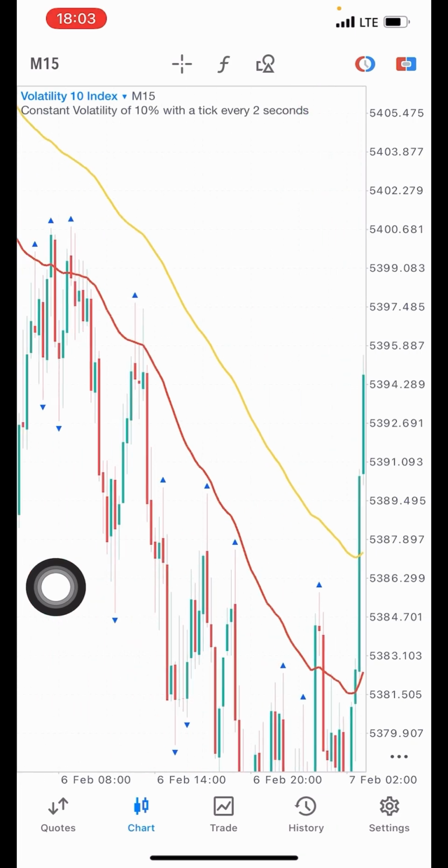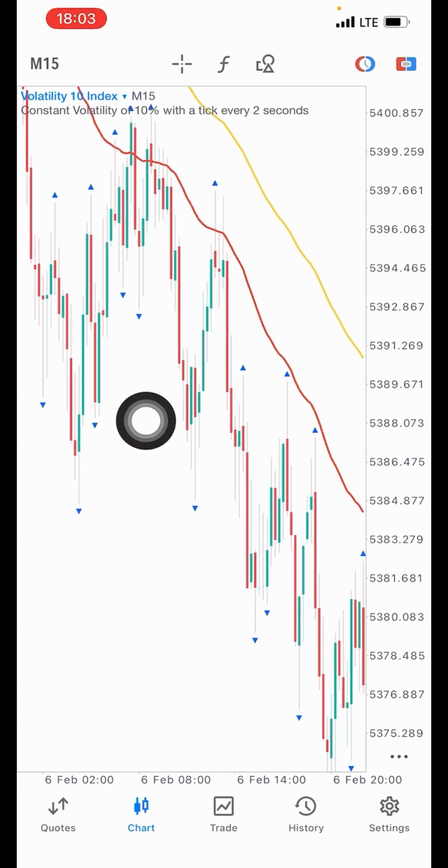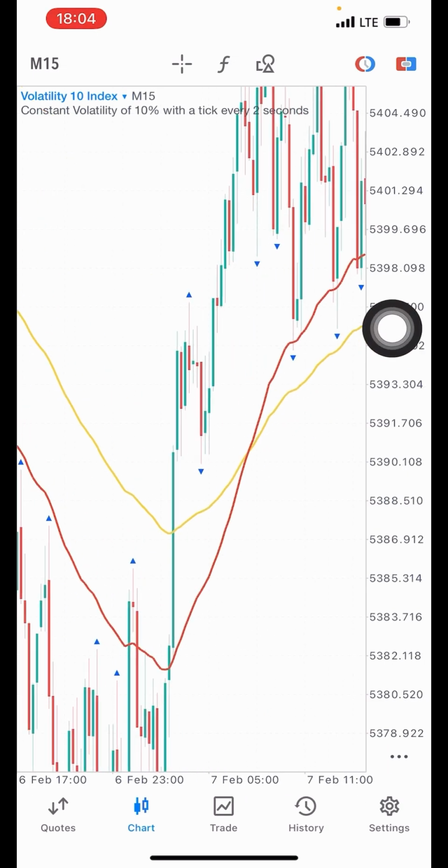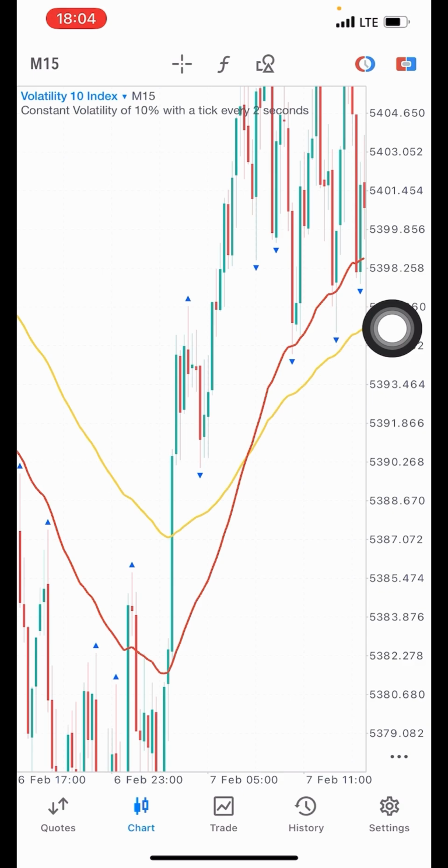You can see previously we were in a downtrend here, and price had been moving below this red and yellow line. Then you can see that price broke above it with a very strong candlestick here. That's the sign that the trend is about to change from a downtrend into an uptrend, and this is how you are to use this to your advantage.